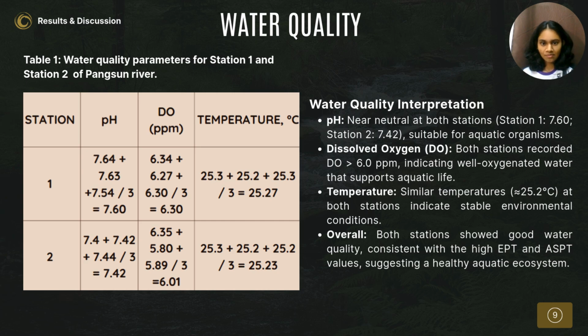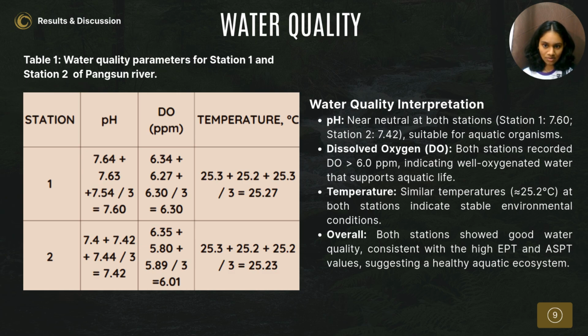The water quality parameters measured at both stations showed only slight variation, indicating that Sungai Pangsun has relatively stable water conditions. For pH, Station 1 recorded a slightly higher average pH, which is 7.60, than Station 2, which is 7.42. Both values are close to neutral pH, indicating that the river water is neither strongly acidic nor alkaline, which is suitable for most aquatic organisms.